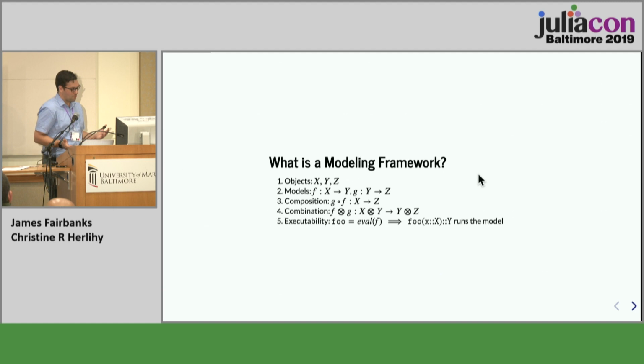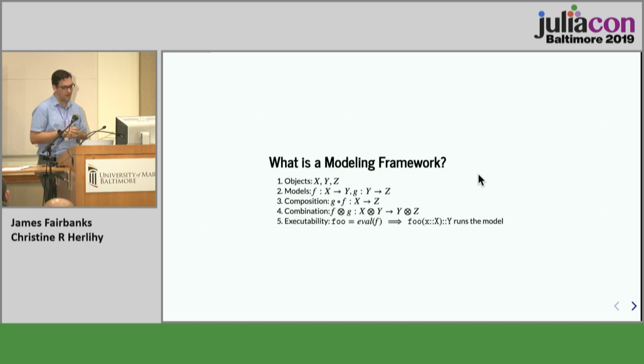So what is a modeling framework? It's got to be some kind of mathematical object. For the purpose of this talk, we'll define it like this. You have some objects, X, Y, and Z. You could think of those as types, like int, float, whatever. And then you have models, which are like functions between types. So f goes from x to y, meaning given an x, you get a y. And g goes from y to z. Given a y, you can compute a z using these models.